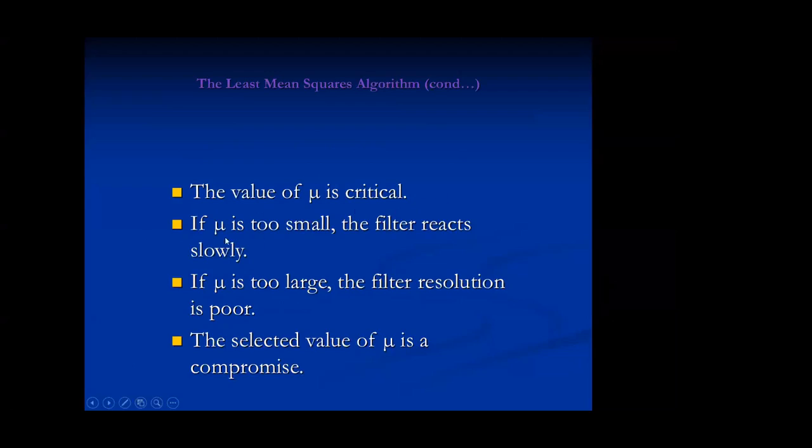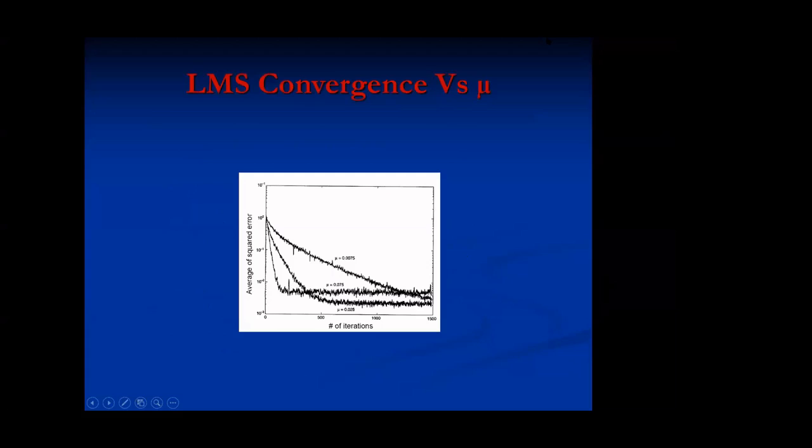Now what is the effect of this step size? Step size is critical here. So if I take it too small, the filter reacts slowly. If I take it too large, then the resolution will be poor. That will be clear from the next graph. You see here I have plotted the mean squared error as a function of number of iterations for 3 different values of mu. Among these 3 mu values, 0.0075 is the lowest value and 0.075 is the highest value.